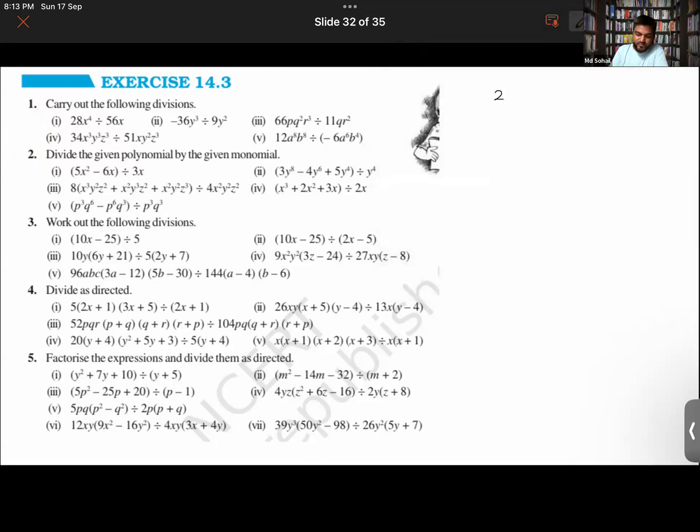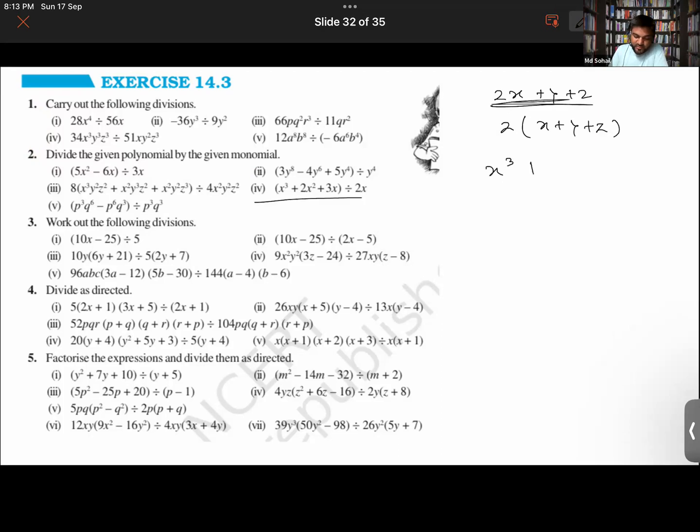2x plus y plus z. No, sir, 2 is different. x plus y plus z is in bracket together. Okay, 2 multiplied by x plus y plus z, no? Yes, sir. Okay, that is it. So you are solving this one.